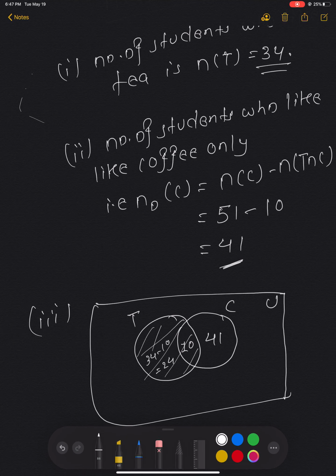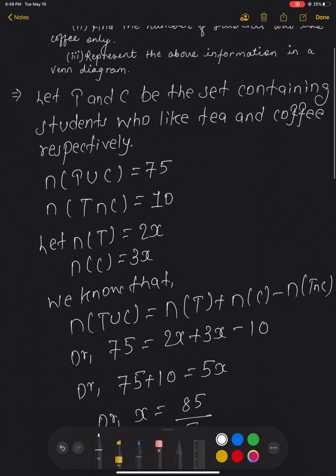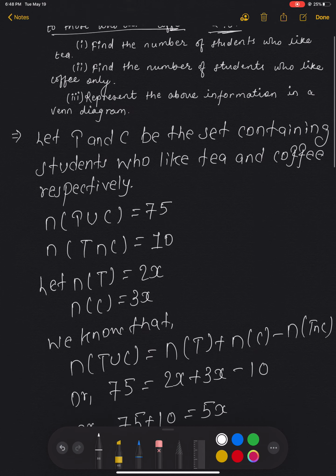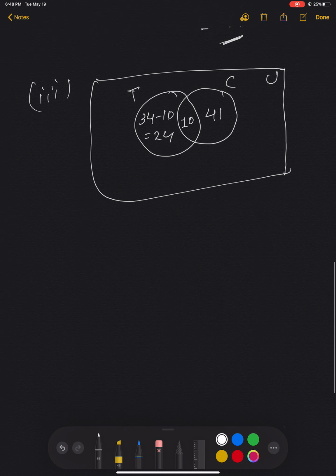So let me write it down clearly. 34 minus 10 is equal to 24. Now adding them all together, you get 24 plus 10, 34. 34 plus 41, how much do you get? 75, right? So that's 75. That's all for section 1.1.